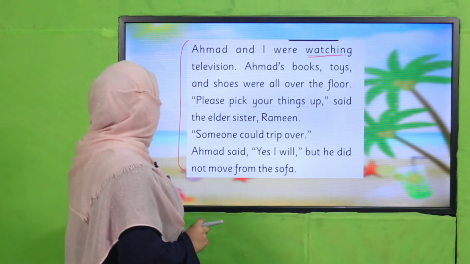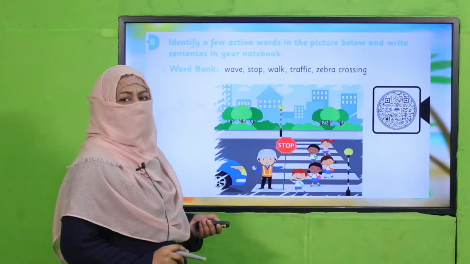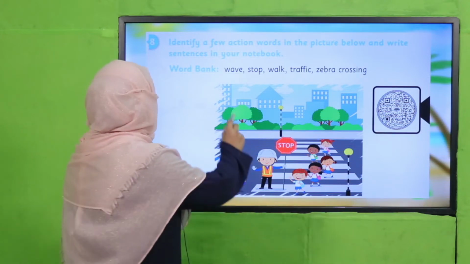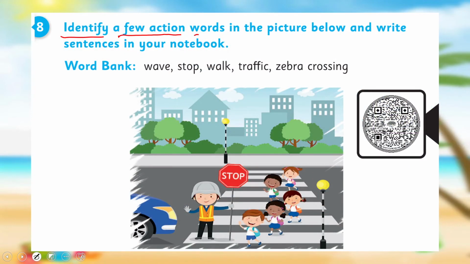Okay. So, now let's practice it from your book. Identify a few action words in the picture below and write sentences in your notebook. So, what you are going to do? First, you have to be careful. The word bank is given, but all the words are not action words. So, first you have to find out which words are action word, and after finding out, you have to make the sentences. How? For example, the first word is wave.